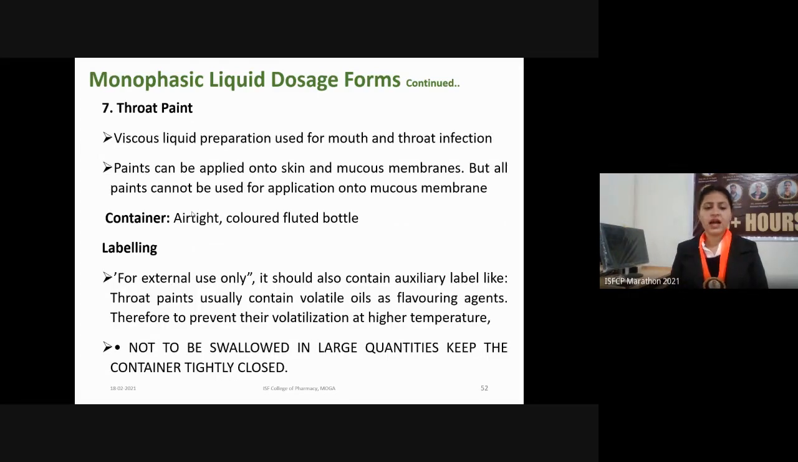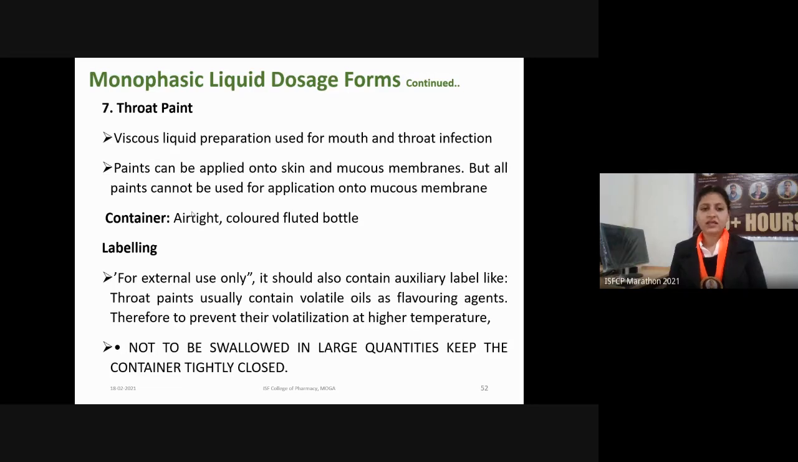Our next monophasic liquid dosage form is throat paint. Viscous liquid preparations used for mouth and throat infections. Paints can be applied onto the skin and mucous membranes, but all paints cannot be used for application on mucous membrane. The container that we use to store the throat paints should be airtight and colour fluted bottles.